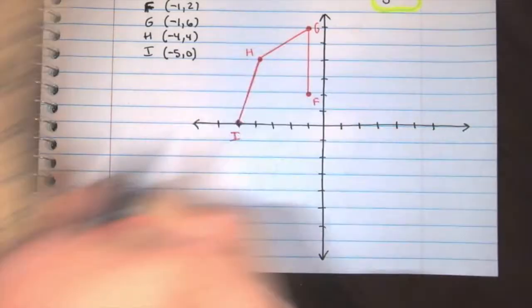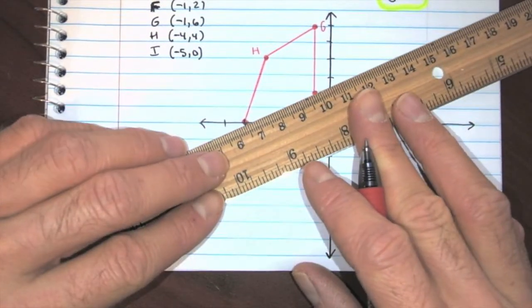Vertical line from G to F, and then a diagonal line from I to F.